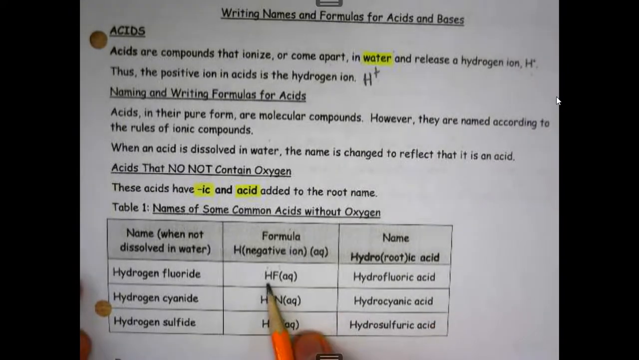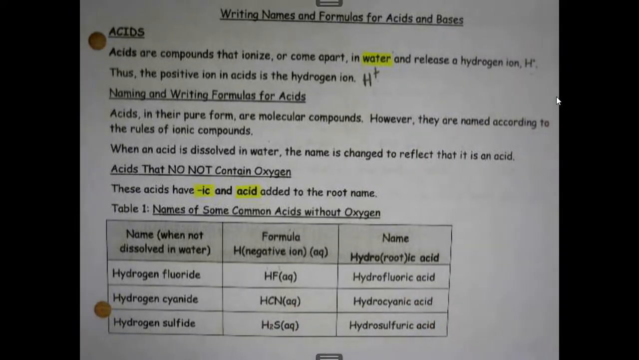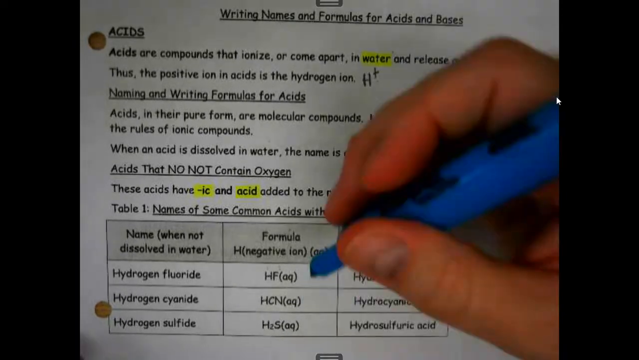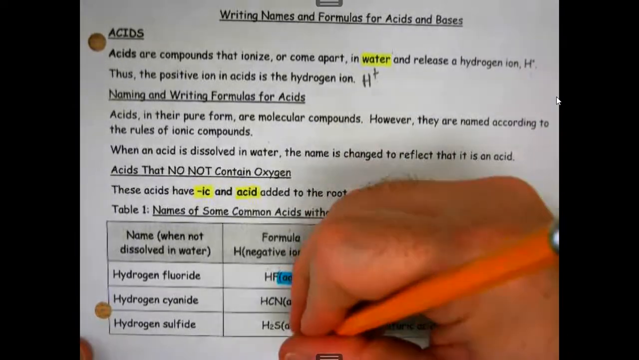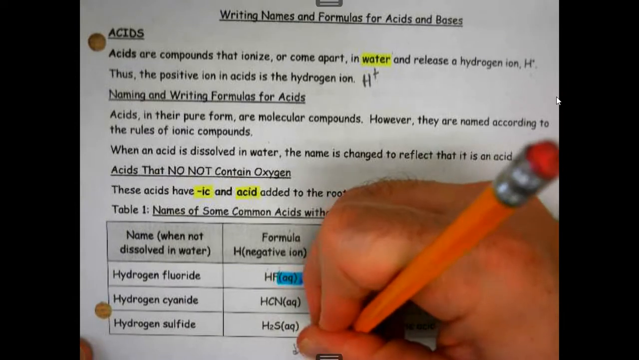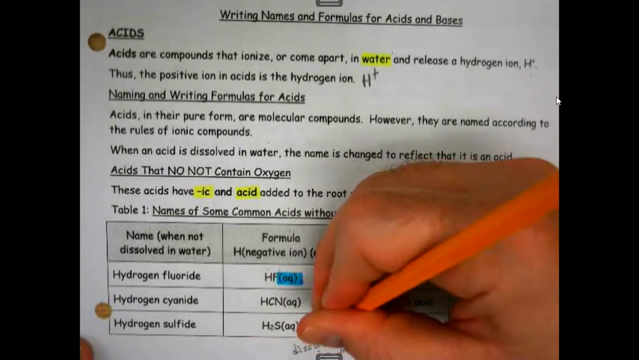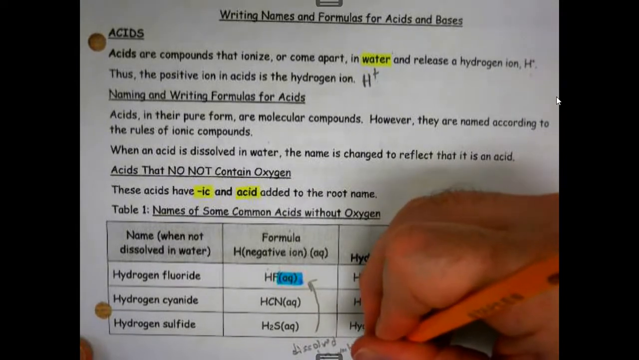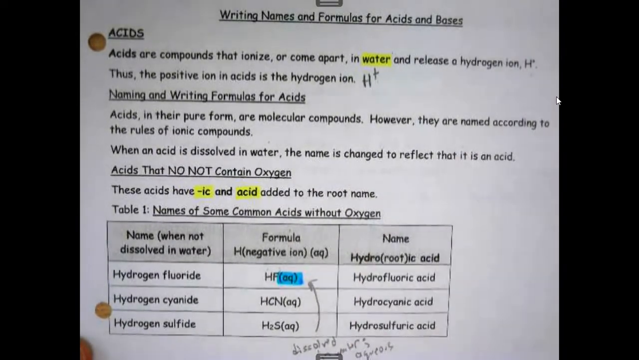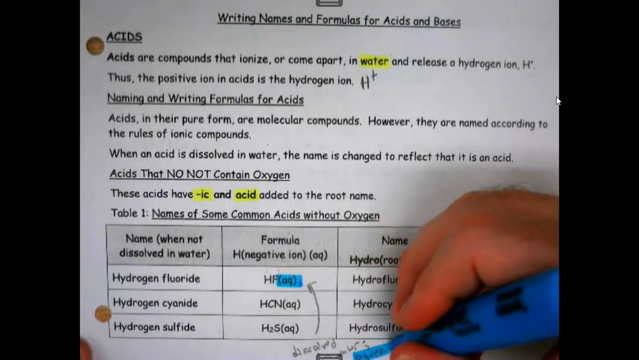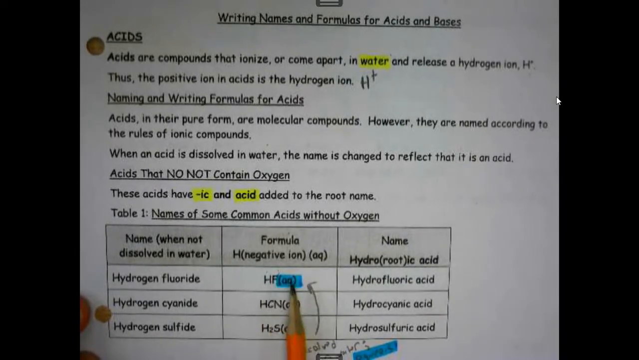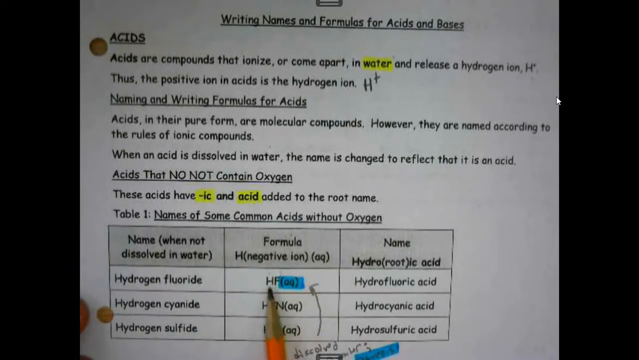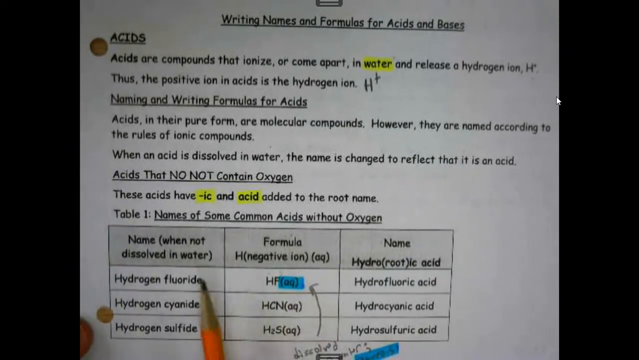So if you had HF and you put it in water, that's what this represents here. This represents dissolved in water. This AQ is aqueous, and that means the molecule that is acting as an acid has dissolved in water. So if I have HF and I throw it in some water, we're going to change the name, because technically it would be hydrogen fluoride. Hydrogen fluoride is what the non-water name would be.